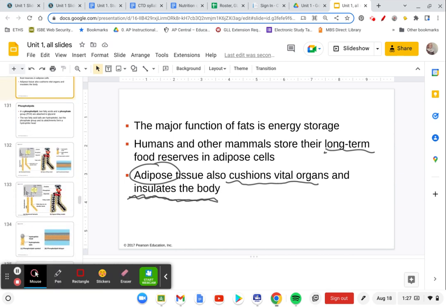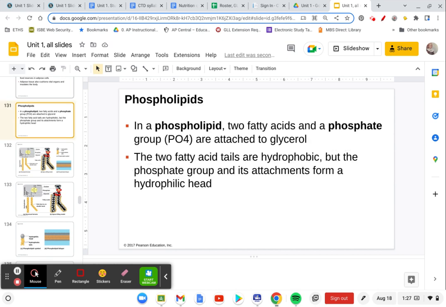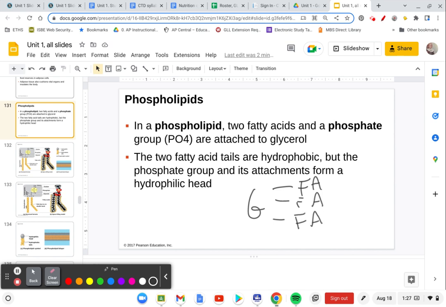Okay, that's it for fats. Next thing we want to talk about is something called a phospholipid. So a phospholipid is, again, we've got those fatty acids. We've got the glycerol, and then we've got 1, 2, 3 fatty acids. But what happens in a phospholipid is one of those fatty acids is replaced with a phosphate group.